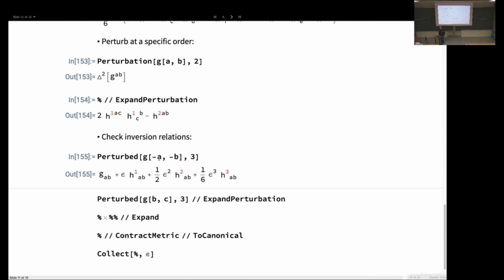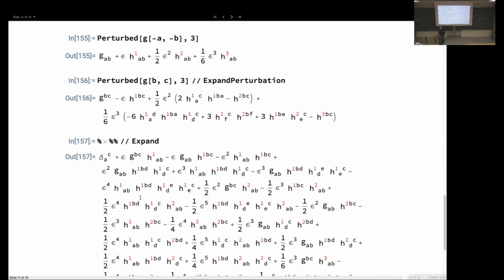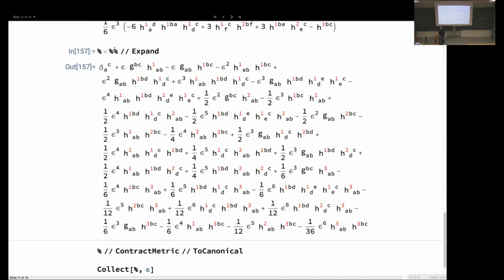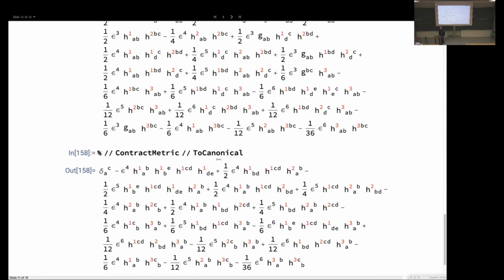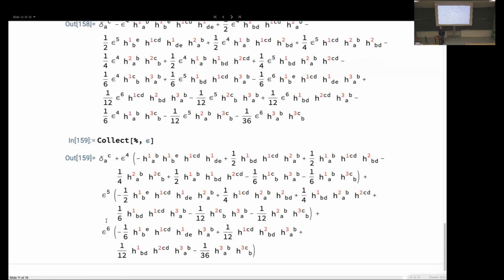For example, we can perturb the metric to 3rd order and the inverse metric to 3rd order. If I multiply those 2 things, this is Wolfram language notation for the previous expression and the previous expression. So we get that multiplication. If I contract all metric factors and canonicalize, always canonicalize, and collect factors of epsilon, we get that the product was exact to 3rd order, right? All the corrections are 4th, 5th, and 6th order. Okay, so that was for the metric.